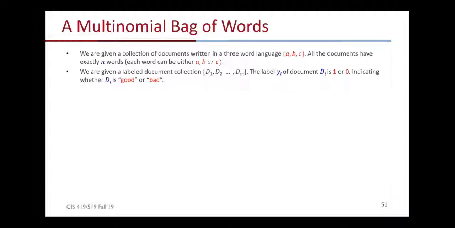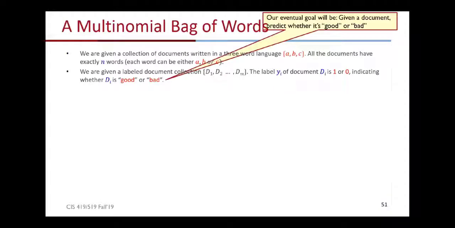All the documents will have exactly n words. So each one could be either A or B or C. And given a collection of documents, documents can be either good or bad, 1 or 0. Okay, so what is the learning problem here? One potential learning problem would be you observe a lot of documents, and eventually you want to be able to get a new document and determine whether it's good or bad. Okay, so this would be, given a document, predict whether it's good or bad.